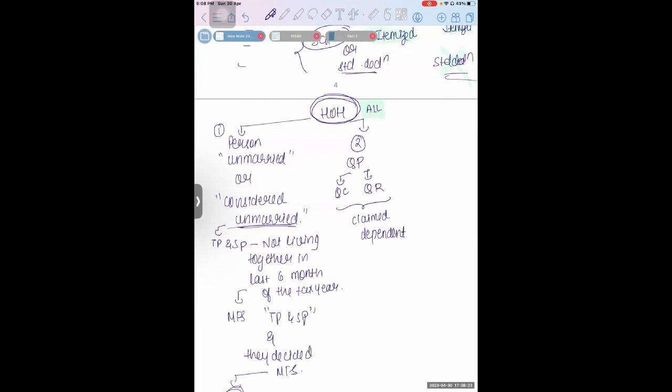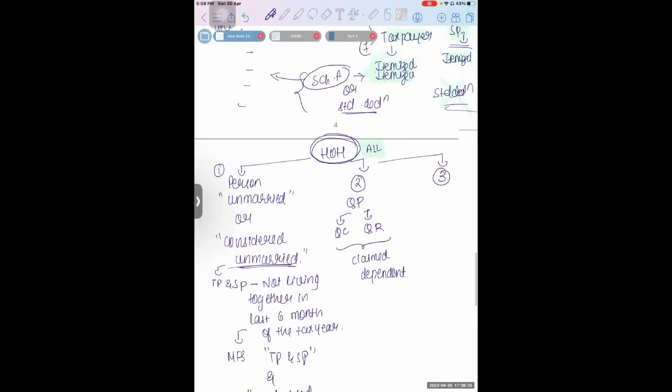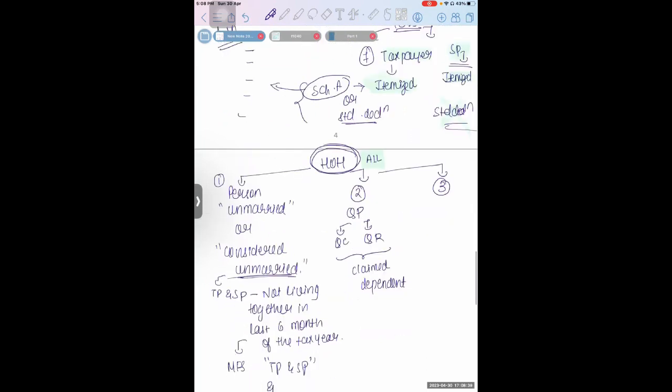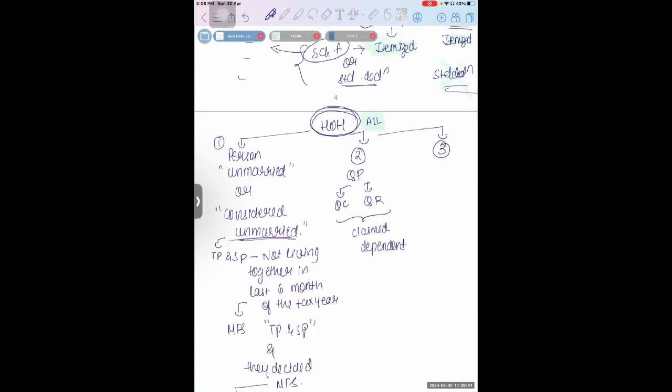Okay, guys, we have already done this yesterday, but I want you to write it down properly since we are doing it in a very systematic way. We need to keep these notes till the end so that you can revise them again and again before the exam. The third one is qualifying person.